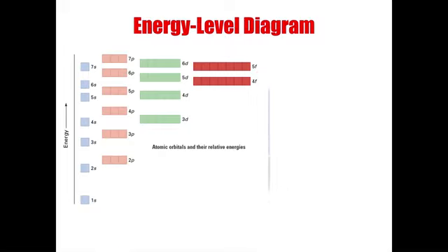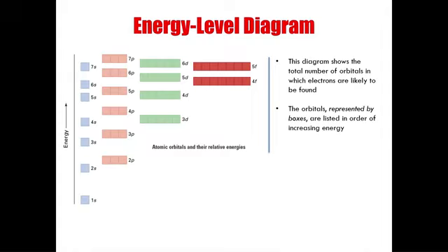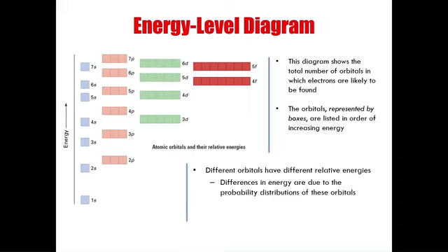So to sum up, these diagrams show the total number of orbitals you can have for electrons to occupy. They're represented by boxes and are listed in increasing order. And different orbitals have different relative energies. But the most important thing to remember is that energy levels must be filled with electrons in this particular order. You must fill electron orbitals in the order of increasing energy.